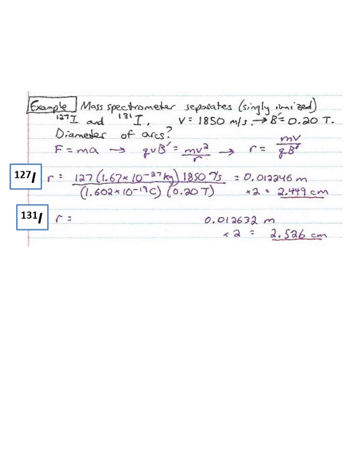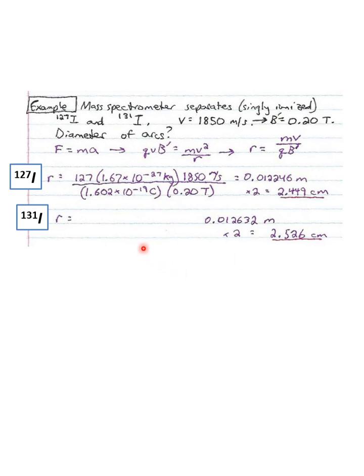Let's do another example. Let's say a mass spectrometer separates singly ionized iodine 127 from iodine 131. The speed is 1850 meters per second. And the second magnetic field, so B prime, is 0.2 teslas. What is the diameter of their arcs? And here we can solve for radius. Once again, I take you through the derivation. F equals ma becomes qvb prime equals mv squared over r. So the radius is mv over qb prime.